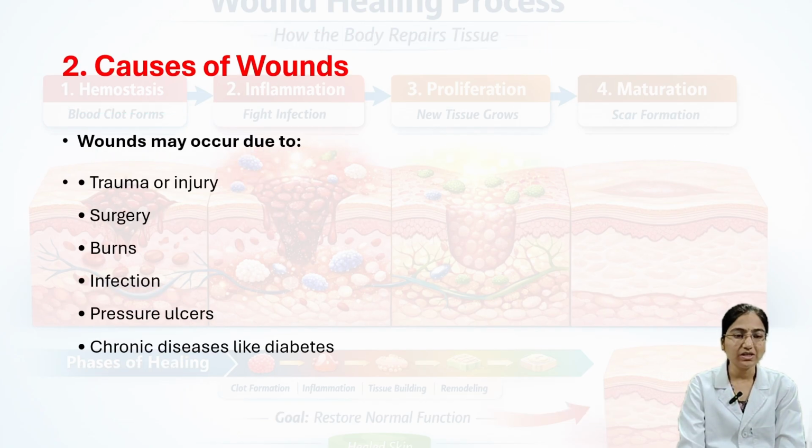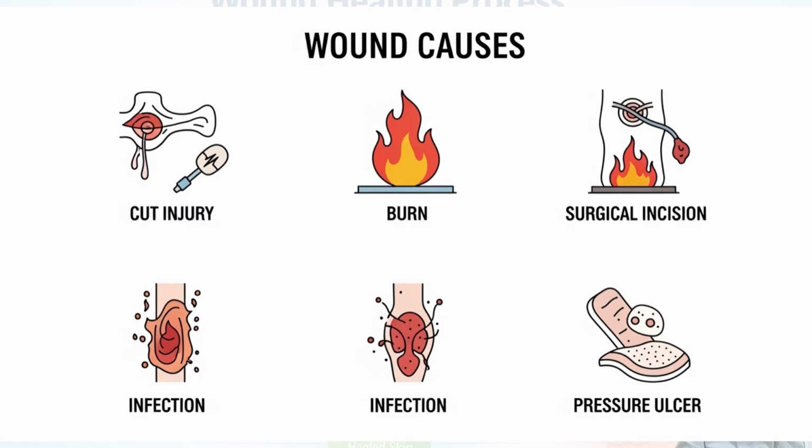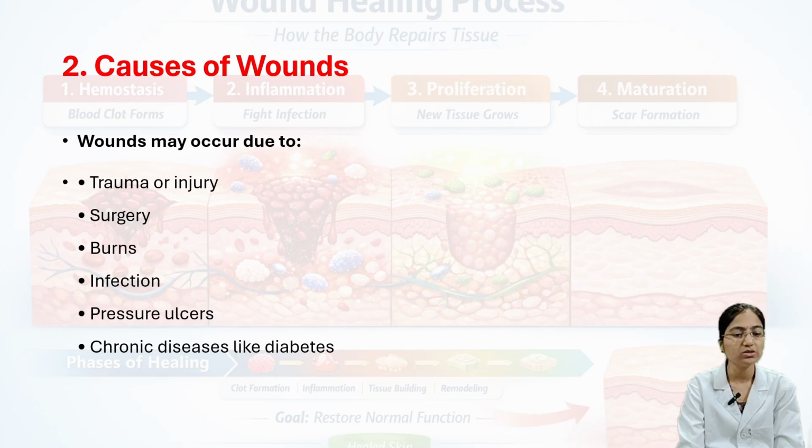Okay, next we'll see causes. What are all the causes of wounds? Here, wounds may occur due to various reasons: trauma or injury, surgery, burns, infection, pressure ulcers, and sometimes chronic diseases like diabetes. These are the causes of wounds.